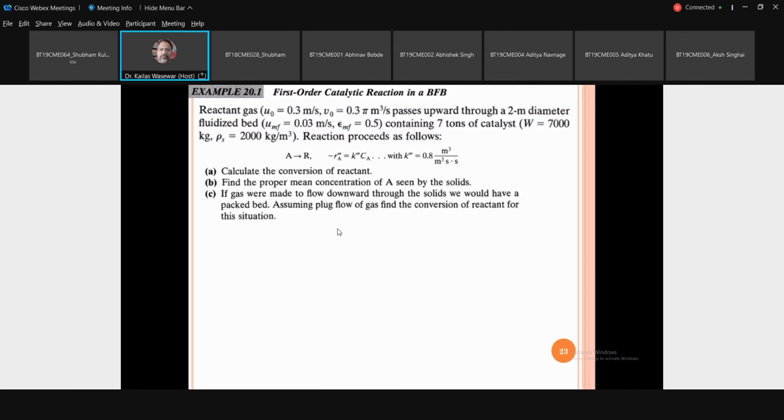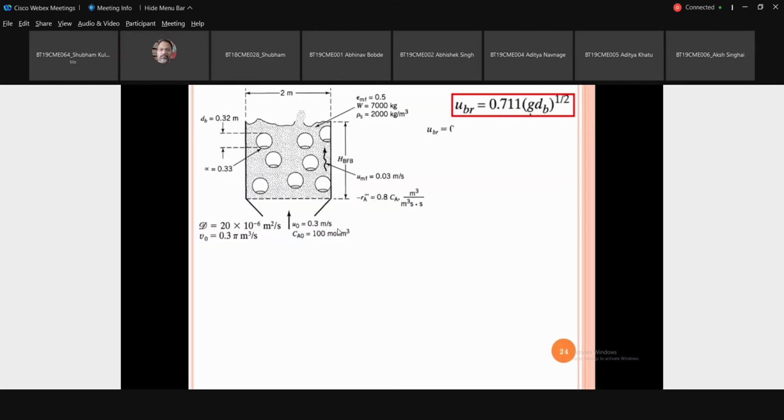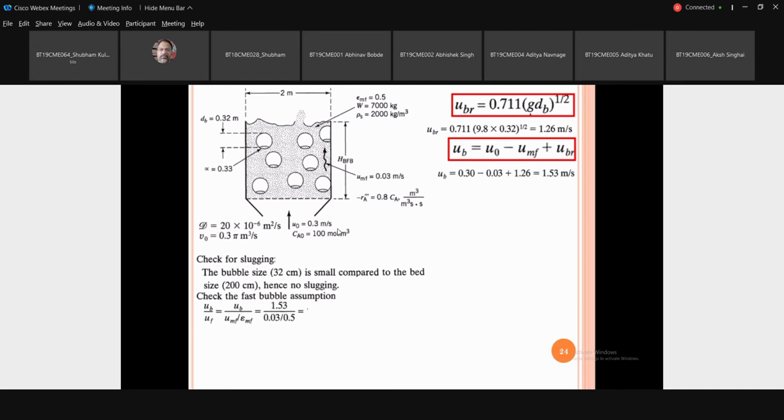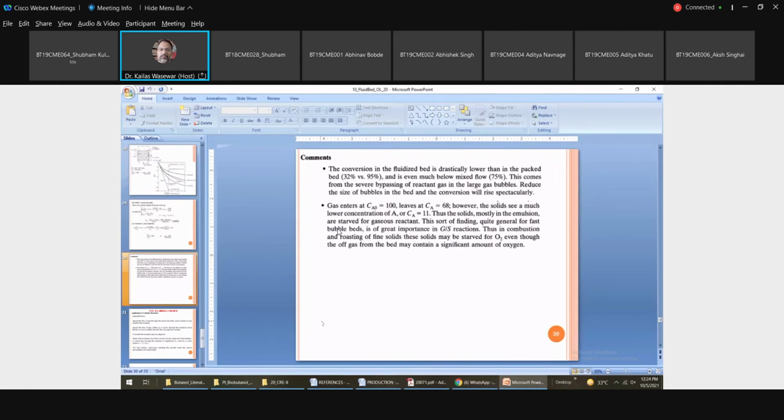Now I will not go through this particular example. This is a solved example, only the calculation with the help of certain equations which are given in the book. I think I have already given it to you as an assignment, because this is the only solved example that you can use. I will skip this one. So this is sufficient for our CRE to know about the fluidized bed reactor.